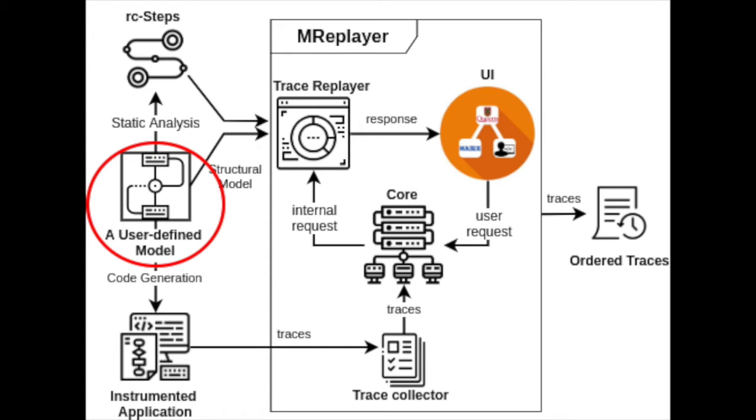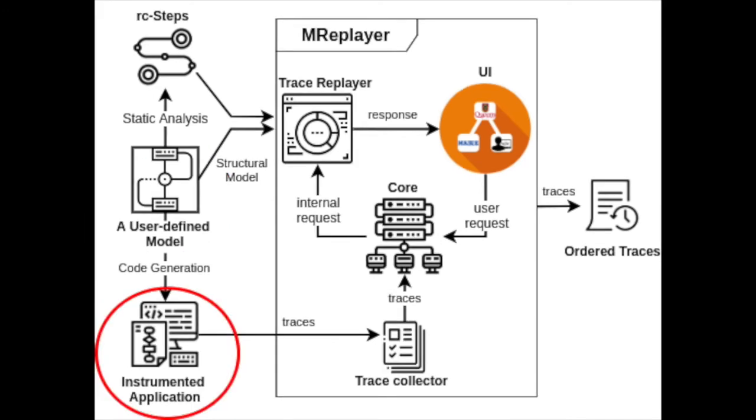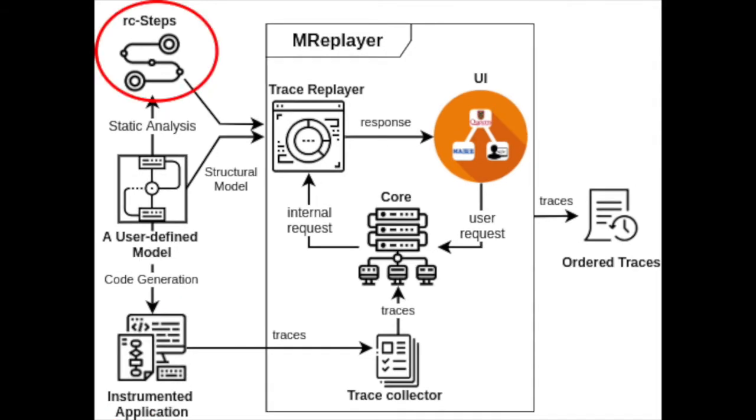MReplayer actually uses model transformation techniques to create an instrumented version of a user-defined model. Also, the distribution version of Papyrus RT allows us to generate code of a distributed system from the instrumented model. In the pre-processing step in MReplayer, static analysis is performed to extract run-to-completion steps from behavioral models. It also determines the set of all possible consistent orderings.